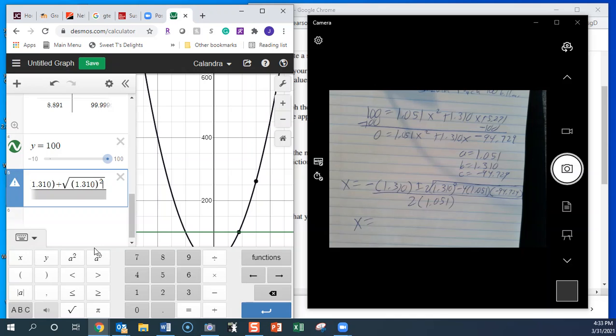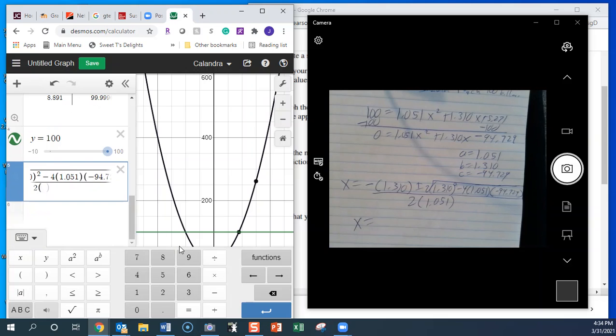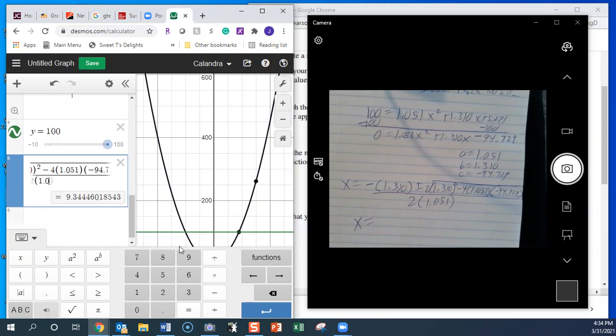And then it'll be minus 4 times 1.051, close our parenthesis, open up another parenthesis, negative 94.729. Close our parenthesis. Now we're done with the numerator. And our denominator would be 2 times 1.051. Now, if you notice here, we get 8.891. If we round to 3 decimal places, that still would take us to 2020.